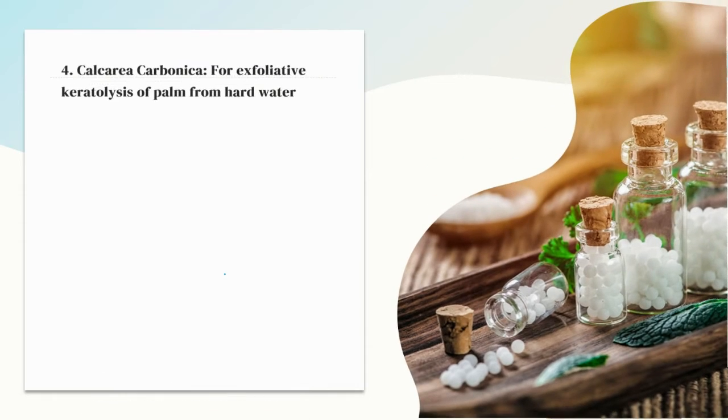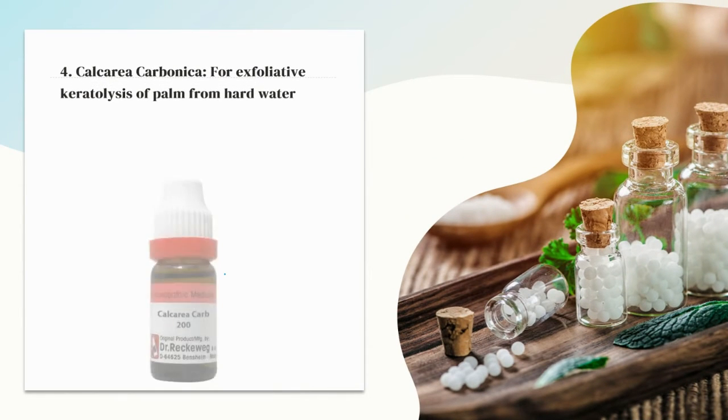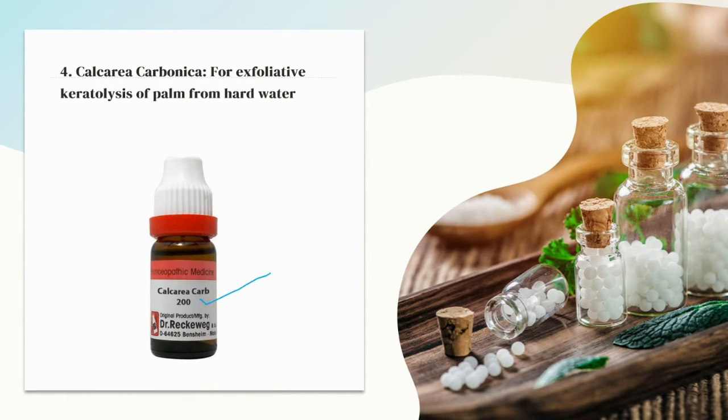Now, the next homeopathic medicine is Calcarea carb. This medicine is indicated for exfoliative keratolysis of the palm from hard water. This is basically a chronic remedy. It can be helpful to reduce the tendency of recurrence of the exfoliative keratolysis. A patient complains of chapped hands after the use of hard water. A patient has dry and raw soles of the feet because of the cold sweat on the feet. And the patient may also complain of coldness with dry skin of the hands and the soles.